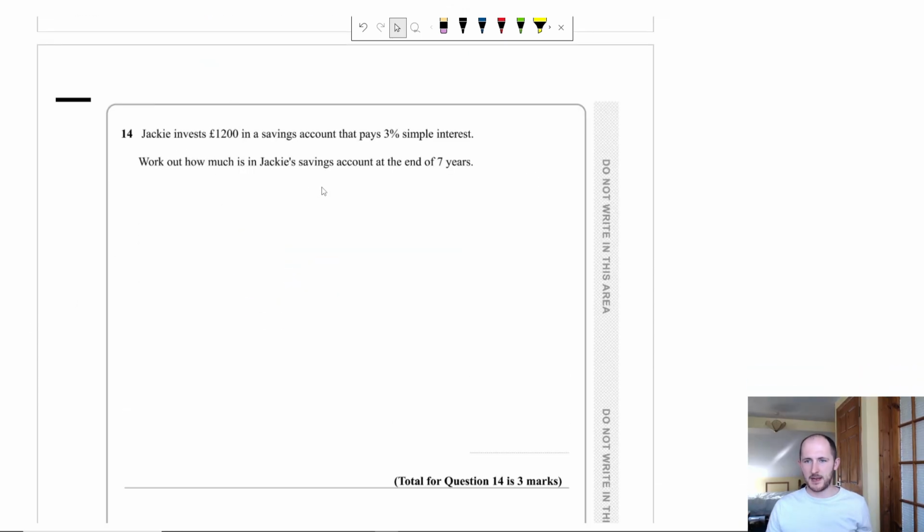Jackie invests £1,200 in a savings account that pays 3% simple interest. Work out how much is in Jackie's savings account at the end of 7 years. So with this one, this is 2 types of interest. You have compound and simple. Compound we've been through quite a lot. There's a formula you can use, nice and easy. Simple is slightly easier. All you need to do is take 3% of £1,200.